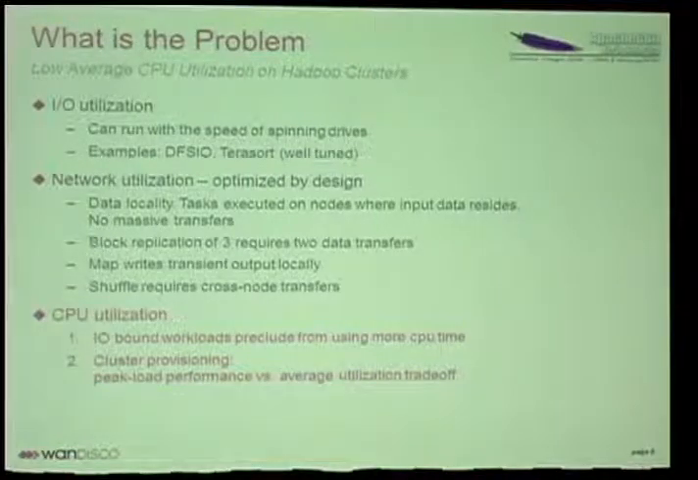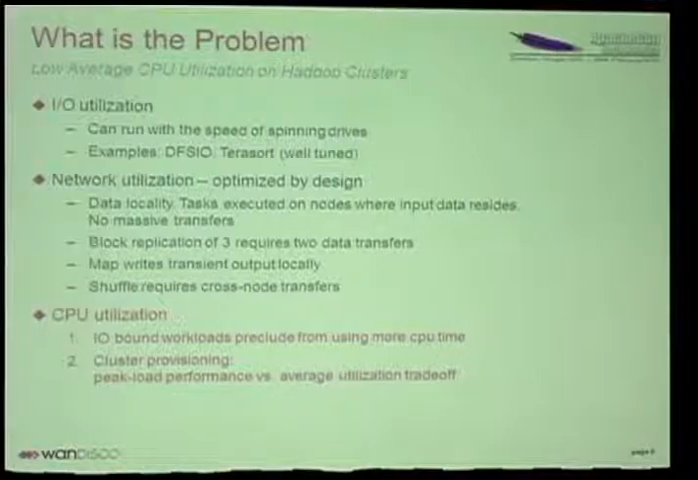Block replication of three requires network, and this is one of the things that require network traffic. It requires two network transfers because the first copy goes local to the same node and two are into two different nodes. Map writes transient output into local drive, so there's no traffic there.